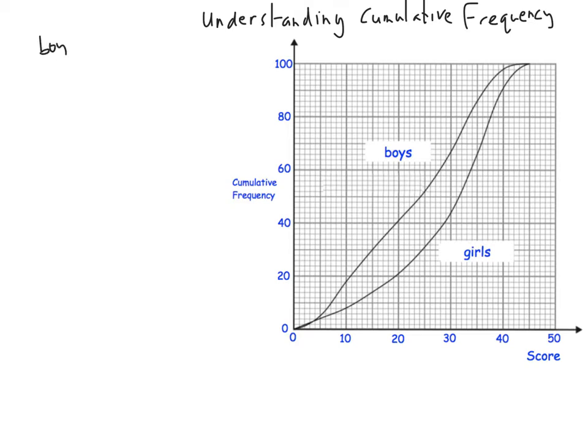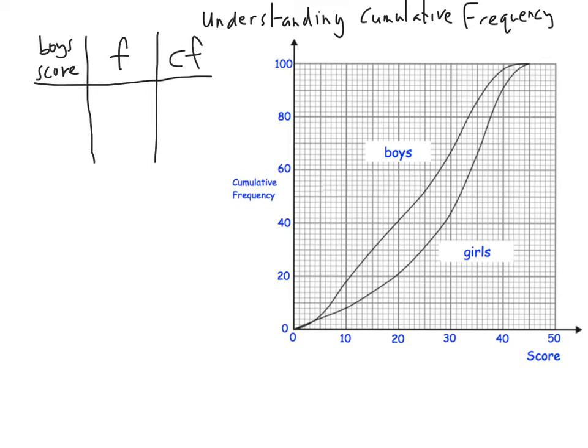Let's look at the boys first of all. The table would be recording the scores. You'd be doing a tally or a frequency of the scores. So there's going to be an F there. And once you know the frequencies, you then want to work out the cumulative frequency, so you can plot the cumulative frequency against the upper limit of the score.